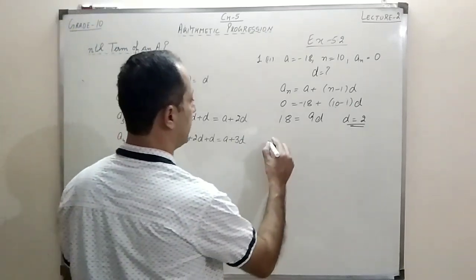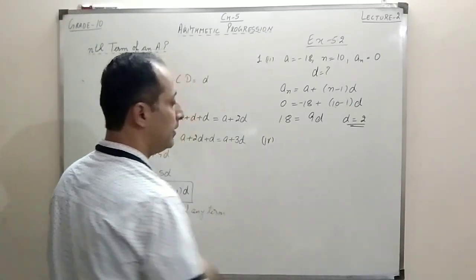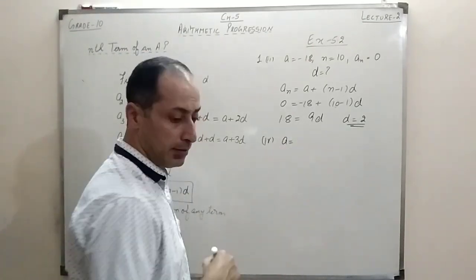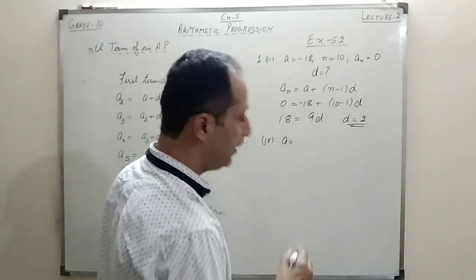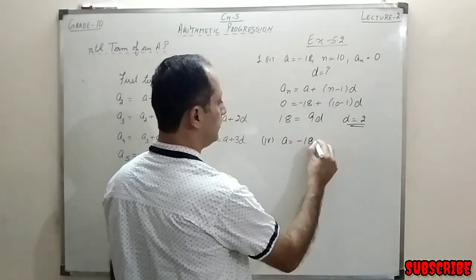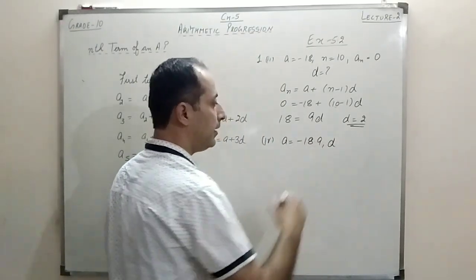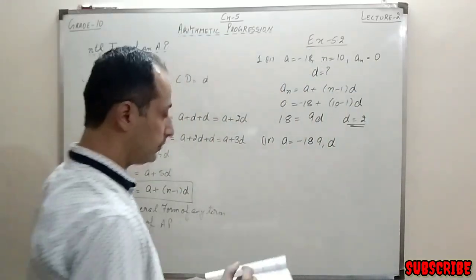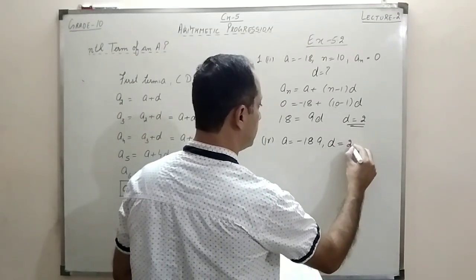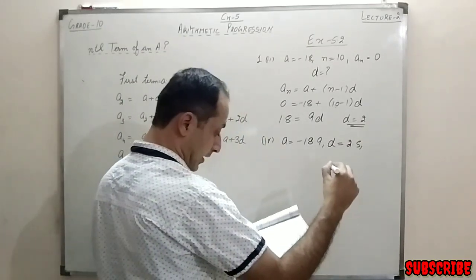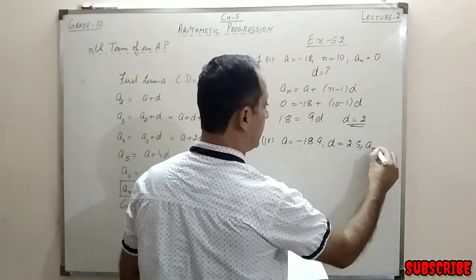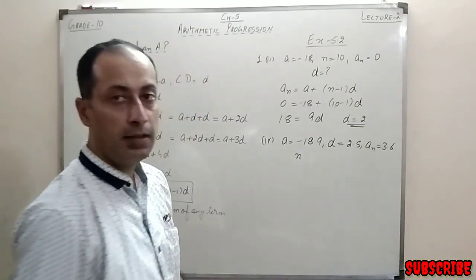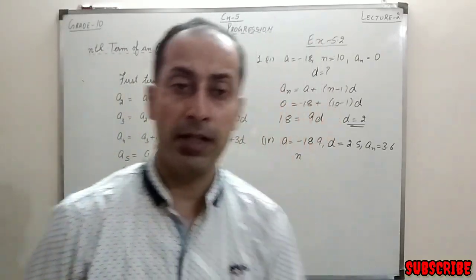I take one more part, let's take the fourth part of this question. It's given that a is minus 18.9, then d is also given to me as 2.5, and an is again given as 3.6. Now what do I have to find? I have to find n. Right? I have to find the value of n.